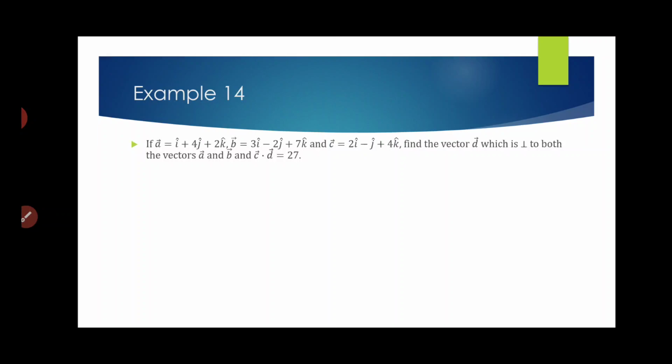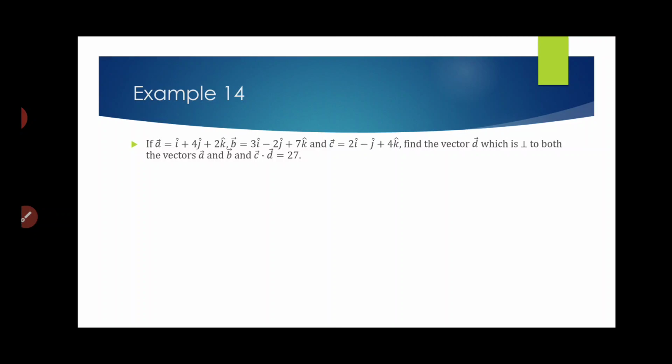If A is given by this, B is given by this, and C is given by this, find the vector D which is perpendicular to both the vectors A and B, and C dot D is equal to 27. Now perpendicular to both the vectors A and B, that means D vector is parallel to A cross B, right? Perpendicular to A and B, there is only one vector which we know, that is A cross B. D vector is another vector which is perpendicular to A and B, so therefore D vector is parallel to A cross B.